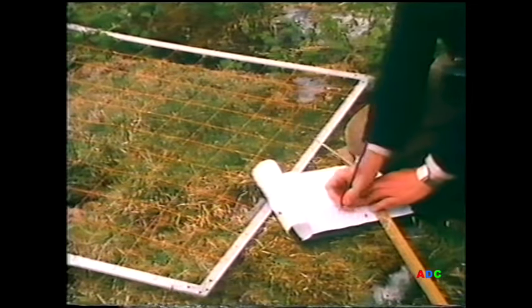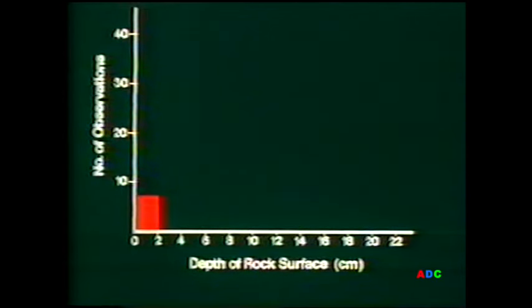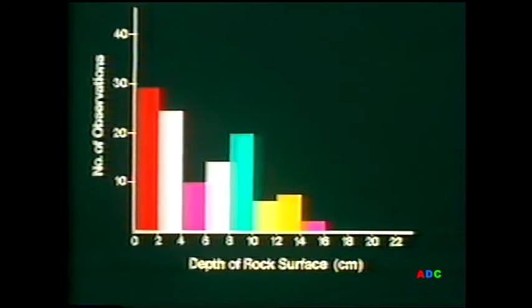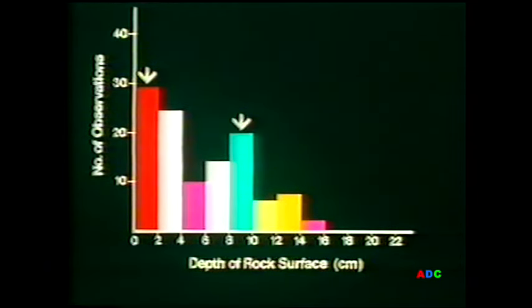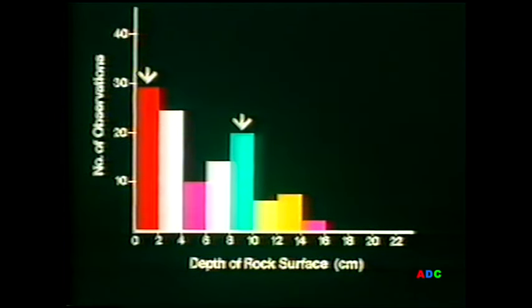Histograms can be drawn. This is the histogram showing readings taken on bare limestone surfaces. There are two peaks. Here, marking the uneroded upper surface, and here, representing the bottom of the solution hollows in that surface. The difference between them is 8 centimeters. This is the average depth of solution.